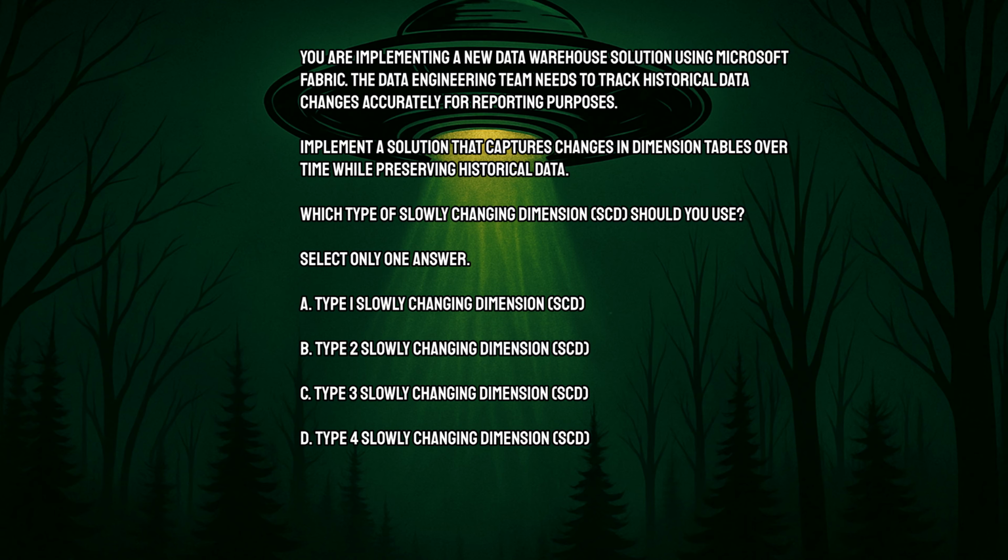Select only one answer. A, type 1, slowly changing dimension, SCD. B, type 2, slowly changing dimension, SCD. C, type 3, slowly changing dimension, SCD. D, type 4, slowly changing dimension, SCD.